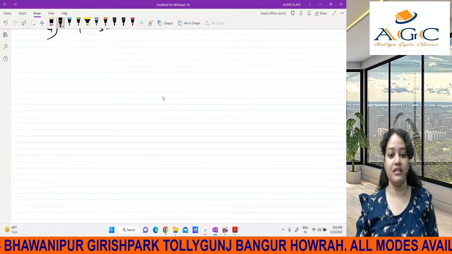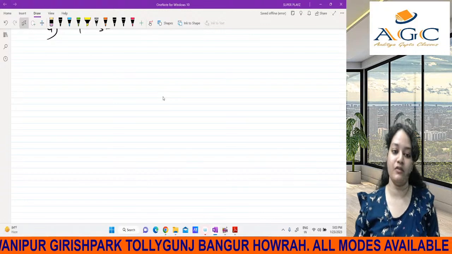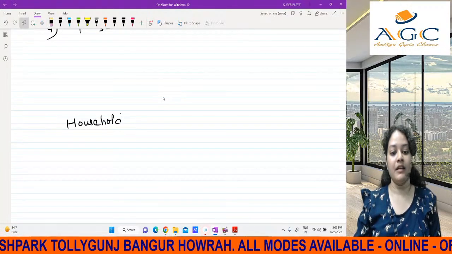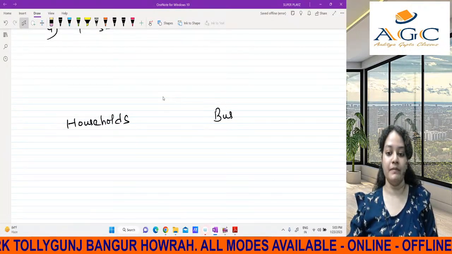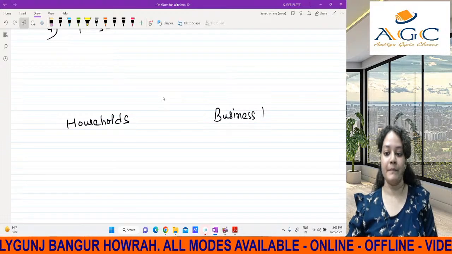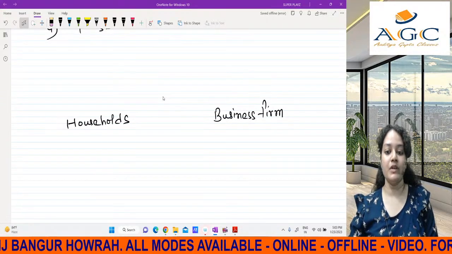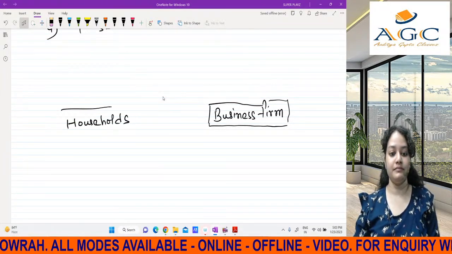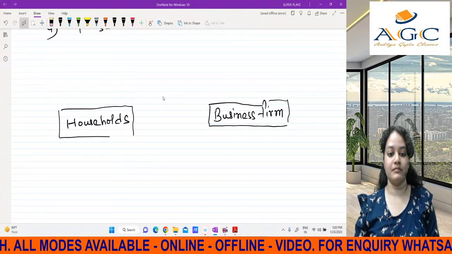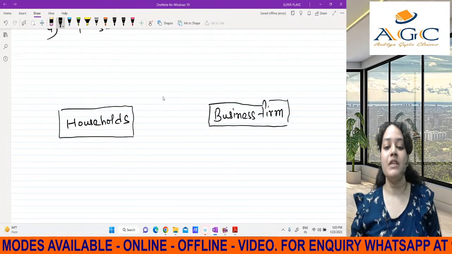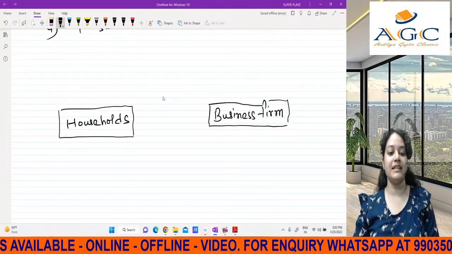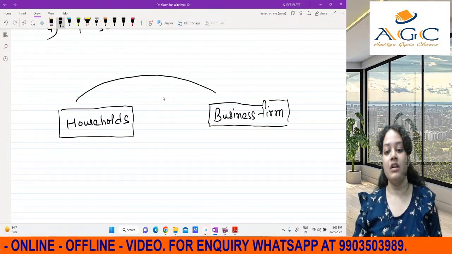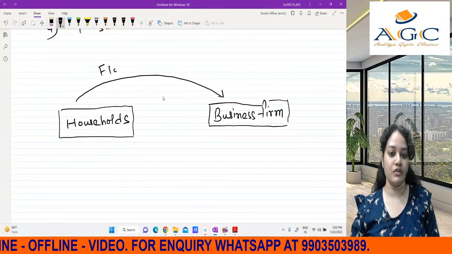So what are the two sectors? From the word we can understand that two sectors are involved here. So what are the two sectors? The two sectors are households and business firms. This one we are talking about without the savings and investment part. Okay. So from the households to the business firms, for example, as I said, there will be people from the households who are working for the business firms. So flow of services from the households to the firms.